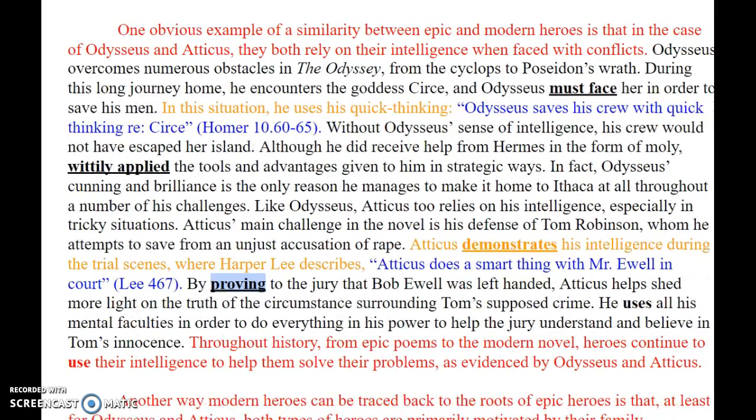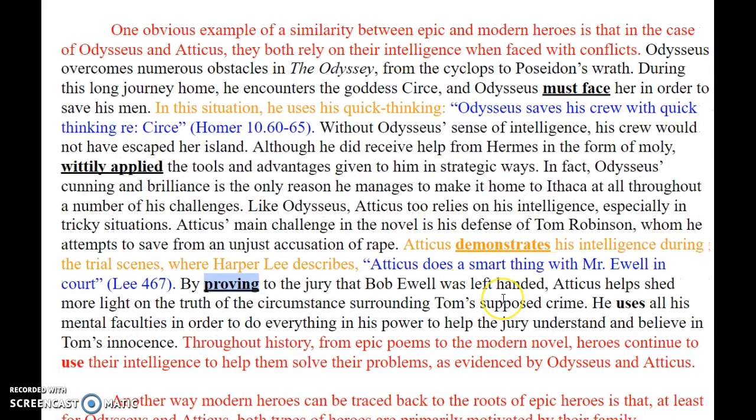And then same thing, I also didn't realize that I used the word uses a number of times. So he uses all his mental faculties, and then in the next sentence I said heroes continue to use. So same idea, I would want to fix one of those. And there, look, I easily just improved three verbs in 3 minutes. Yours might take a little bit longer, but you should be able to do generally the same thing.